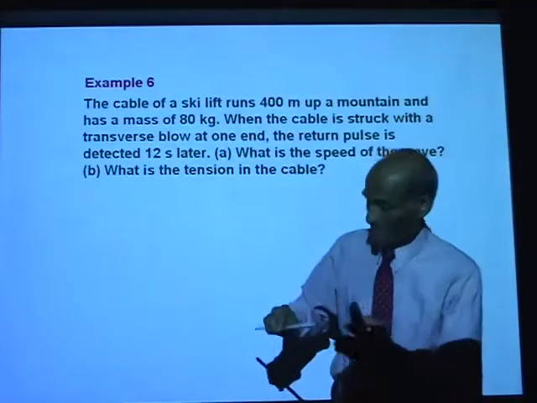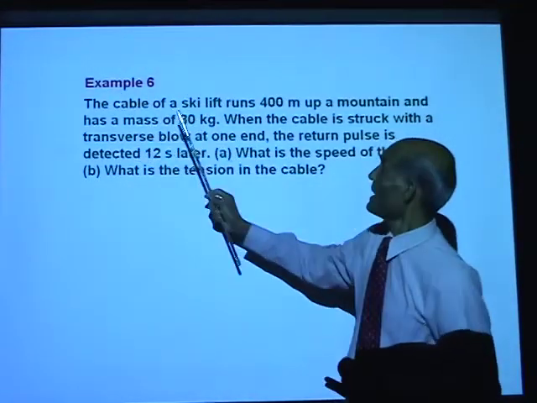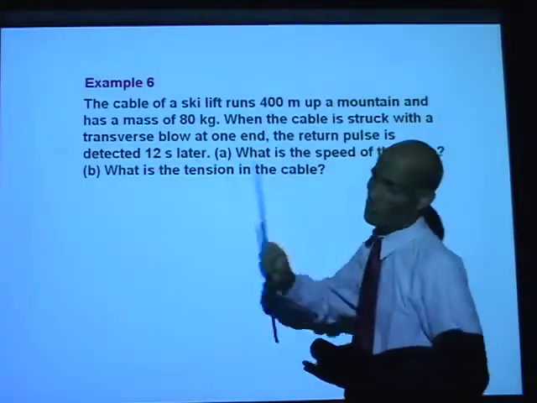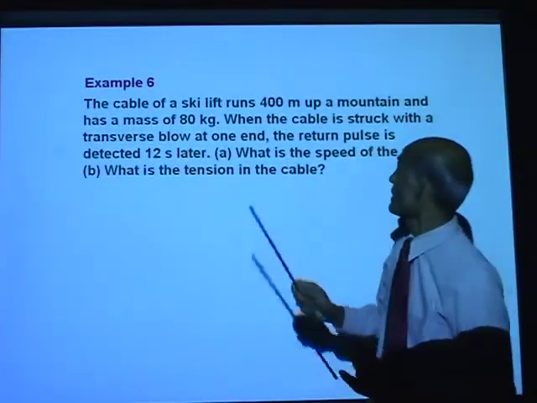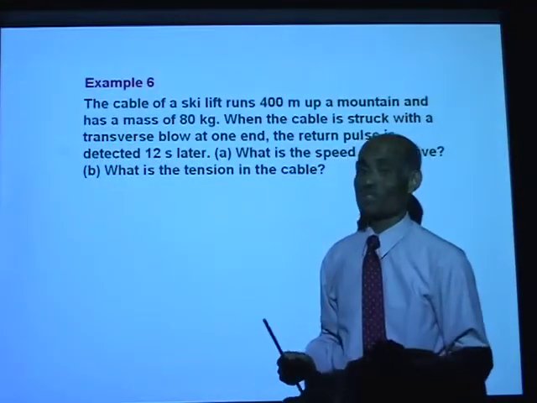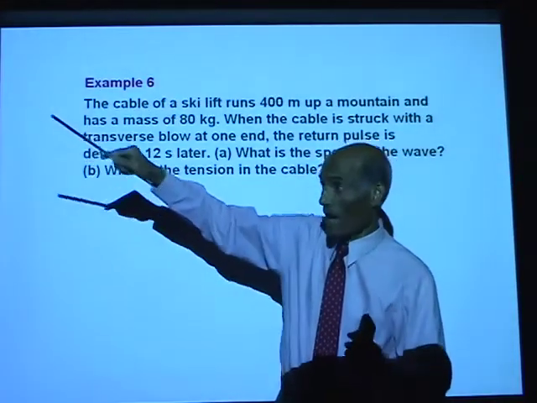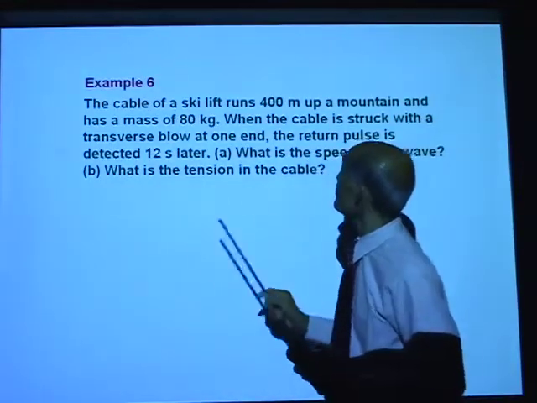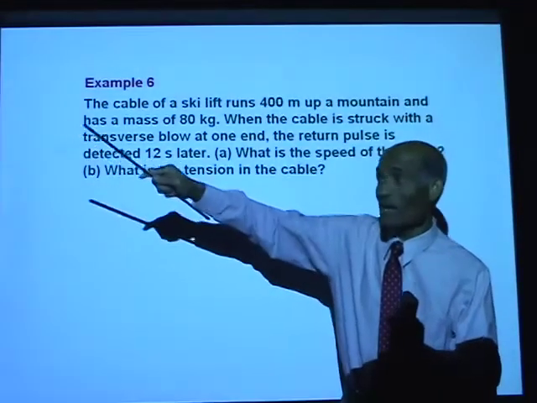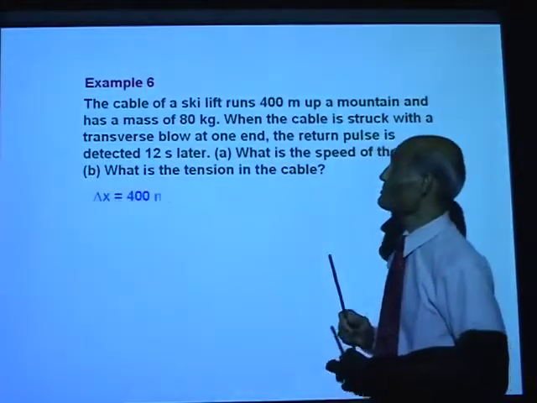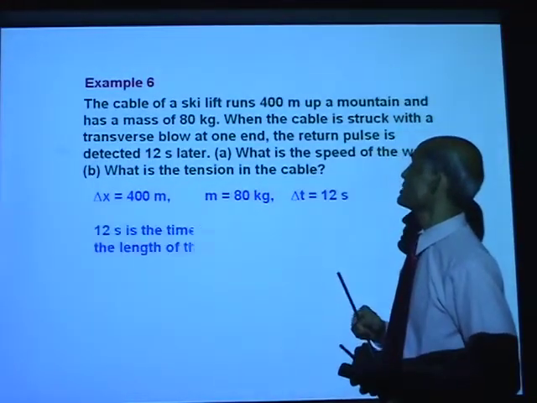Well, you have a cable stretched from the bottom to the top of a ski lift, is that right? And what do we have here? When the cable is struck with a transverse blow, give it a blow. Now, how long does it take for the pulse to return? The pulse returns in 12 seconds. Now, that means 12 seconds is the time taken to go all the way to the length of the string and back. So, this 12 seconds is the time taken not to travel 400 meters, but 400 meters that way and 400 meters back is 800 meters. So, you've got delta x is 400 meters, m is 80 kilograms, delta t is 12 seconds.